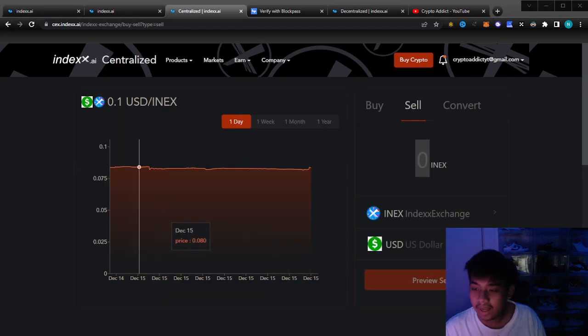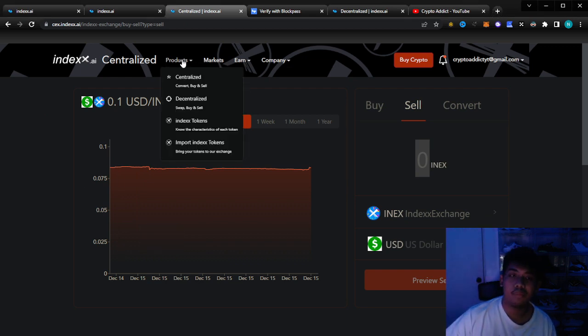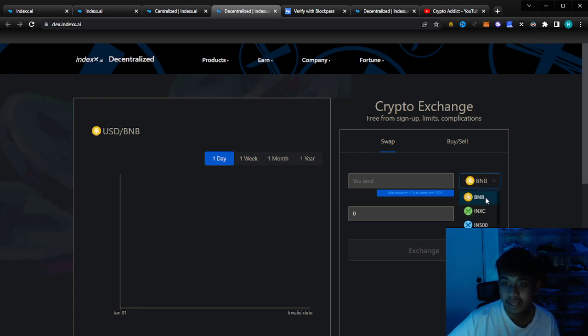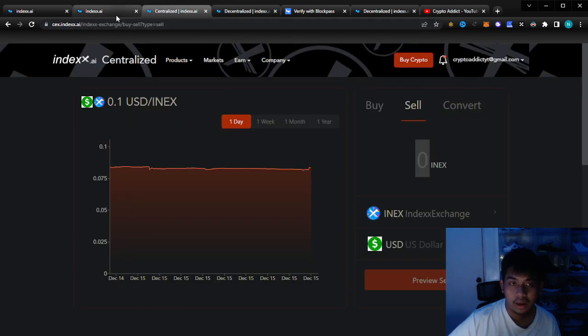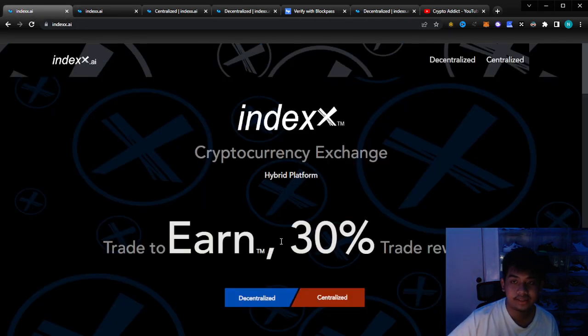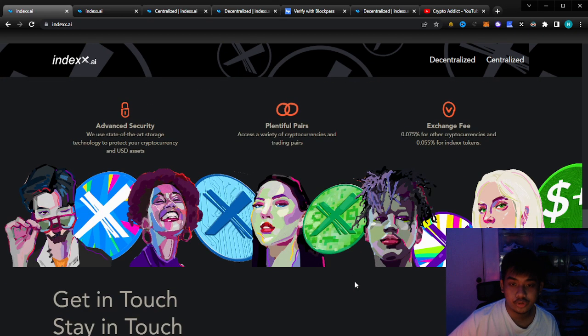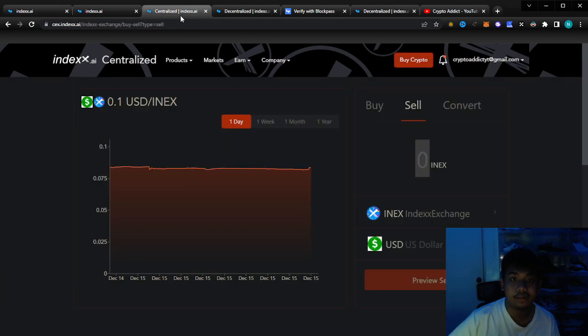So yep, I check it. There are few tokens available yet on centralized, but in decentralized, you'll be able to trade BNB. You'll be able to trade USD, whatever you want here. The main difference is that if you're trading in Indexx.ai, you have more benefits on centralized than decentralized, right?